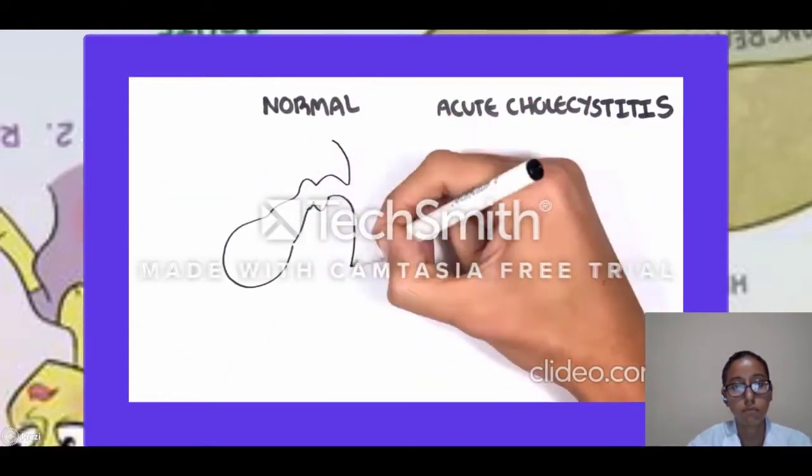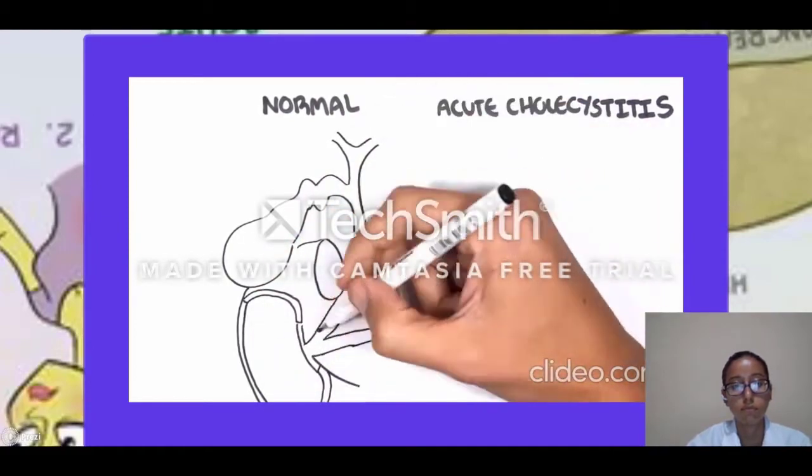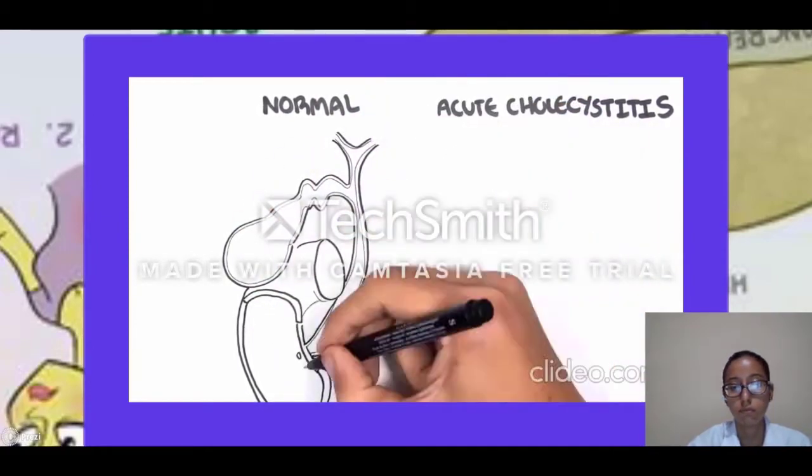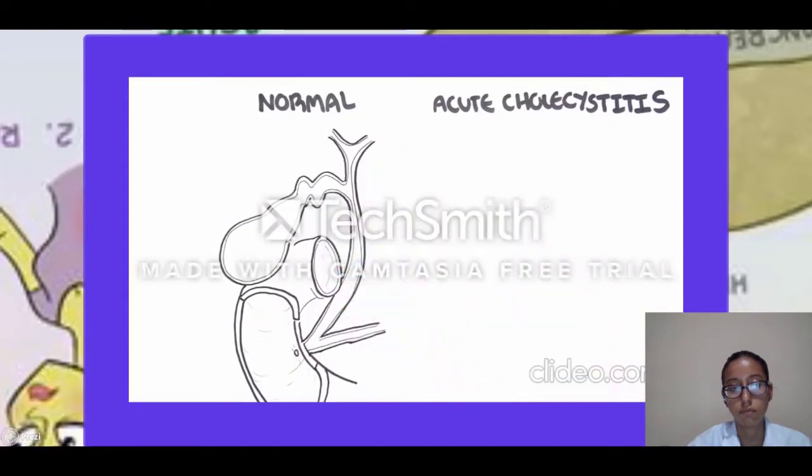Let's look at the normal anatomy of the upper GIT partly. So here is the gallbladder. Now the gallbladder is an organ that stores what's called bile, and bile is a mixture of cholesterol and other pigments. The bile is important in digesting fatty foods. The bile is actually produced by the liver, and gallbladder just stores the excess bile.